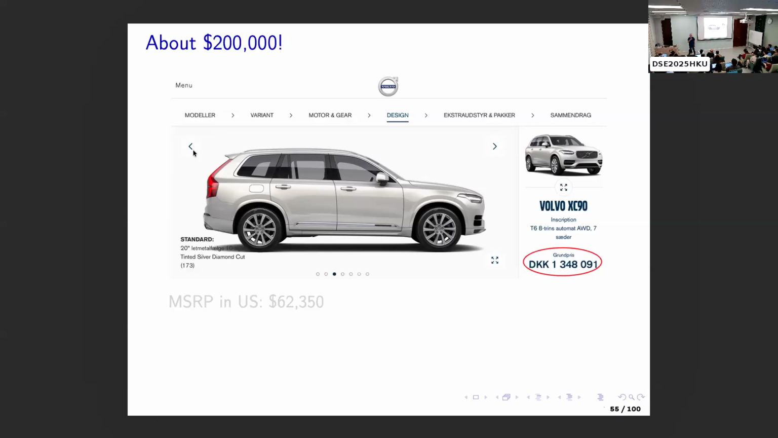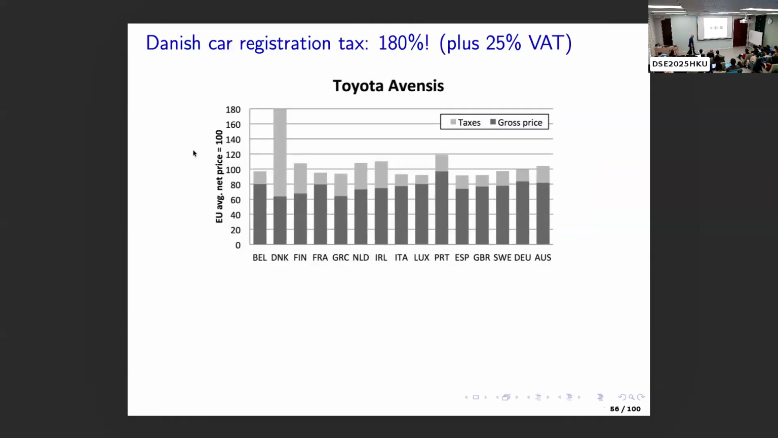Or 200,000 American dollars. So where's all that coming from? Because in America, you can get this almost for free, like $62,000. Okay, so what's going on? Well, we pay taxes, registration taxes, and I've learned that we are not the country with the highest registration taxes around. In Singapore, it's even more.